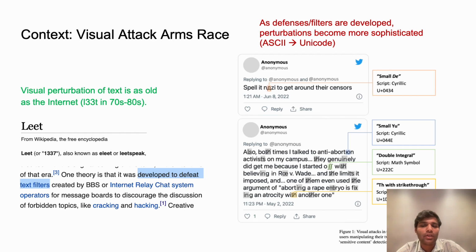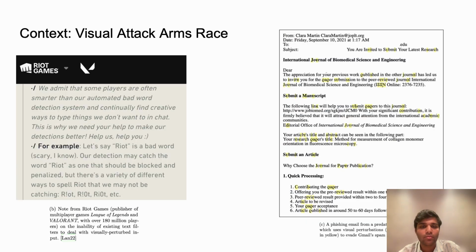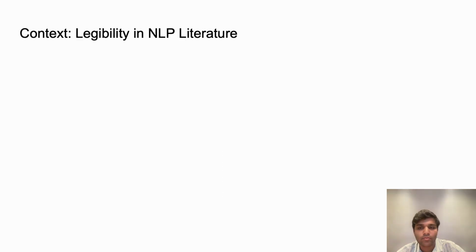These users are employing sophisticated techniques, like replacing letters with similar looking letters from totally different languages, or even mathematical operators like the double integral. Sometimes they even replace multiple characters with a single character. And beyond social media, we also see this in popular video games played by hundreds of millions of children, and also spear phishing emails to academics. All of these examples are to show that there are real-world stakes that motivate us to analyze these visual perturbations.